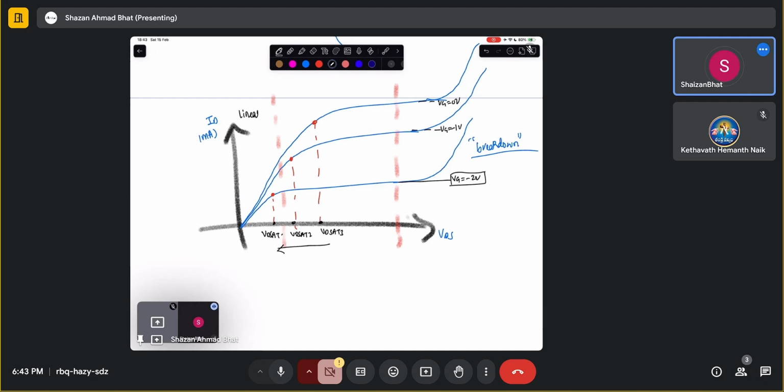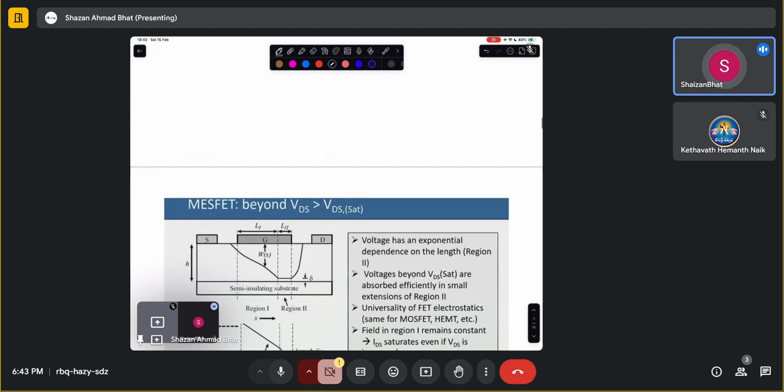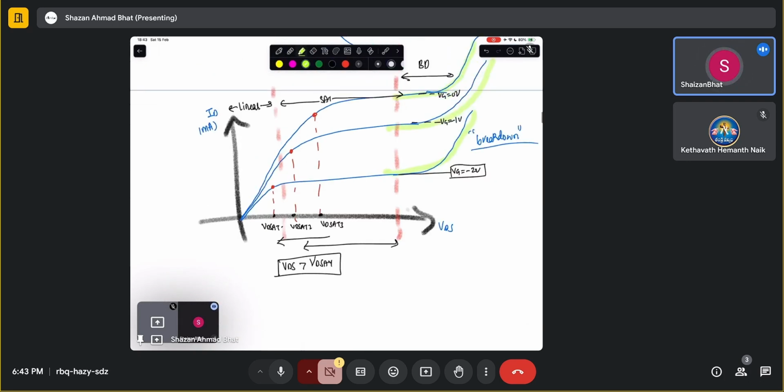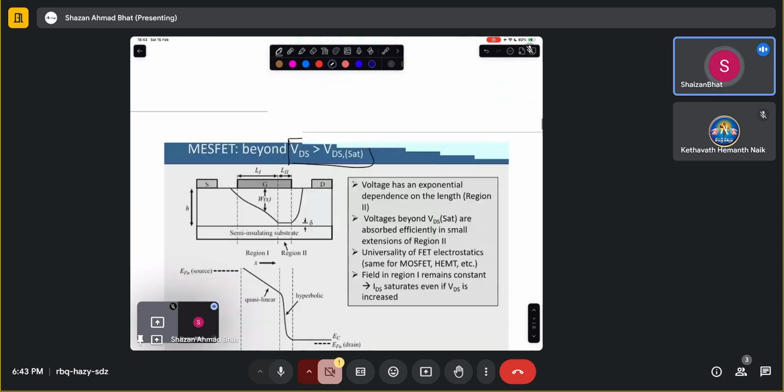So this is the linear region, this is the saturation region, and this is the breakdown region. You see the current increases abruptly in the breakdown region, it shoots up. That is the third region we are going to discuss. What happens beyond VDS greater than VD sat? No, this is not right now the breakdown region. This is the second region we are going to talk about: VDS greater than VD sat. So we are talking about this region, which is the saturation region now. This is basically the region of our interest.